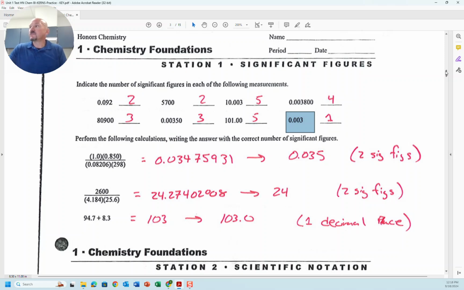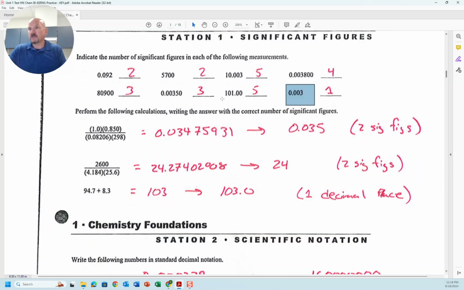All right, so when it comes to doing math with measurements, especially in chemistry, it's going to be the major focus. You have to do your math, and then you have to either report your answer with the correct number of significant figures, or, depending on what you're doing, the correct number of decimal places, okay?